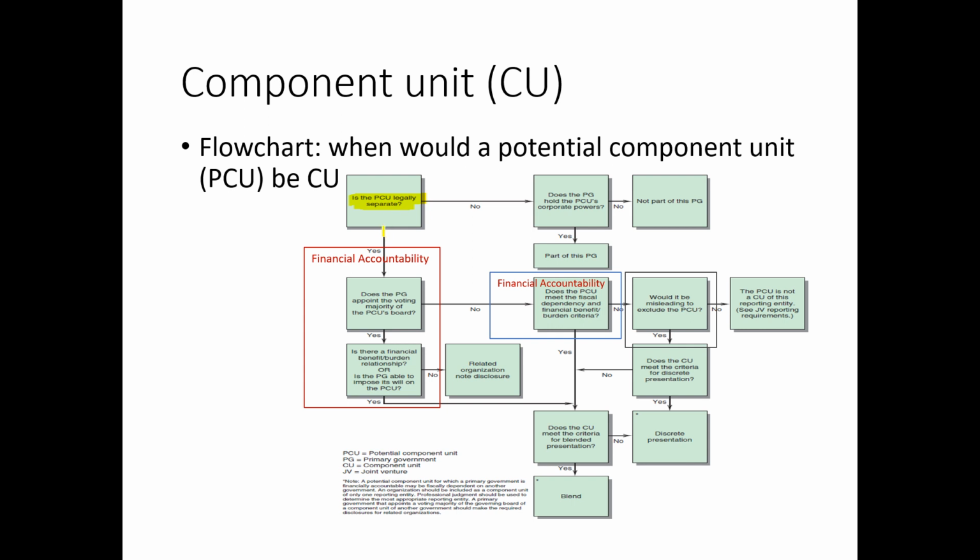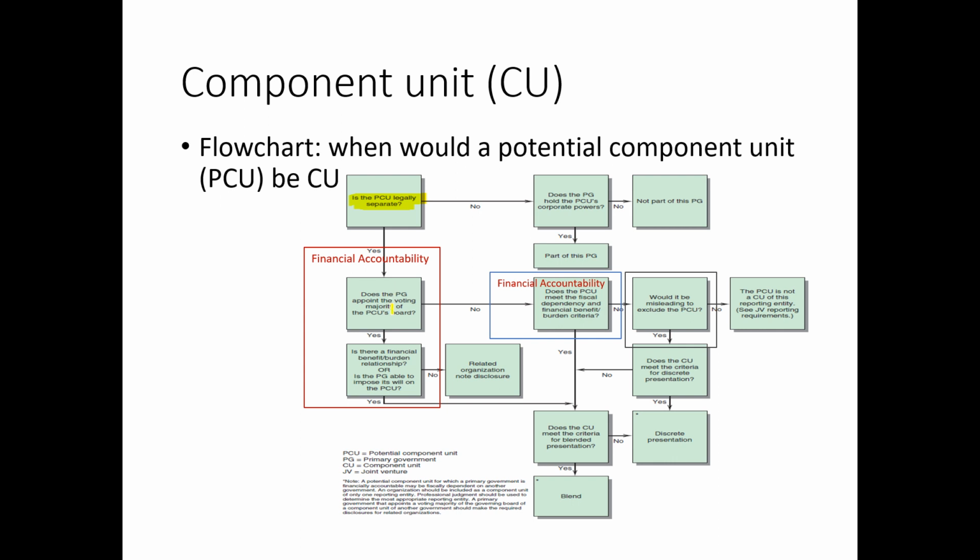Okay, and if it's a legally separate entity, now we're going to check financial accountability, whether the primary government elected officials are financially accountable of this entity. So how to determine financial accountability? Let's ask two questions. Does the primary government appoint the voting majority of the PCU's board?